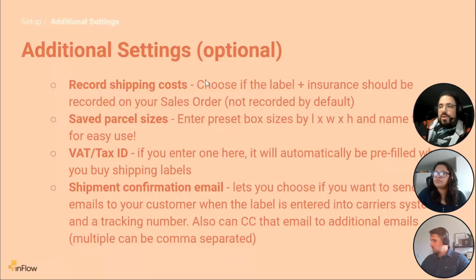You can also save parcel sizes, so you can create presets that make it a little faster when you're creating labels each time, because I'm assuming you're usually going to have default size boxes. The VAT or tax ID, if you do enter one, is automatically saved to your account and pre-filled when you're buying shipping labels the next time. Again, it's just a convenience feature.